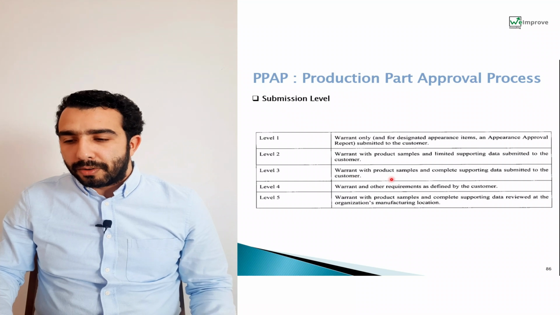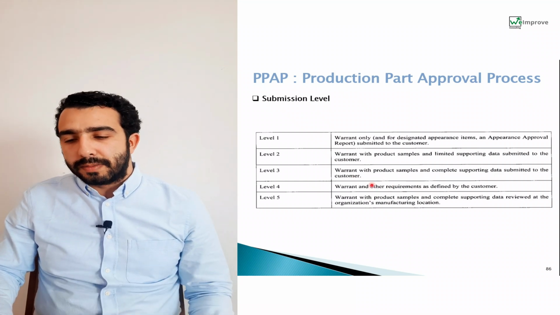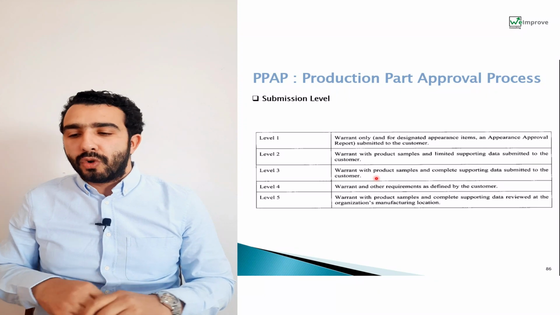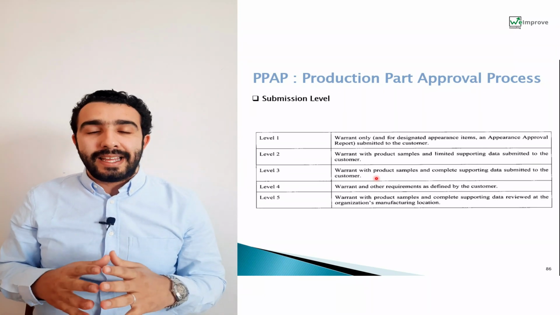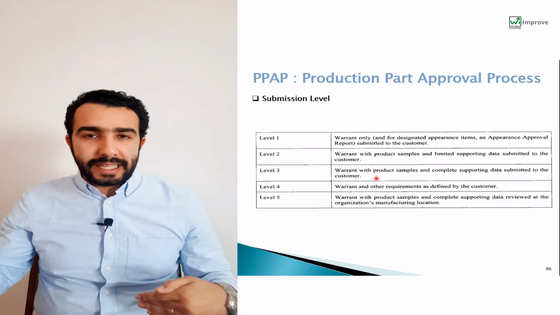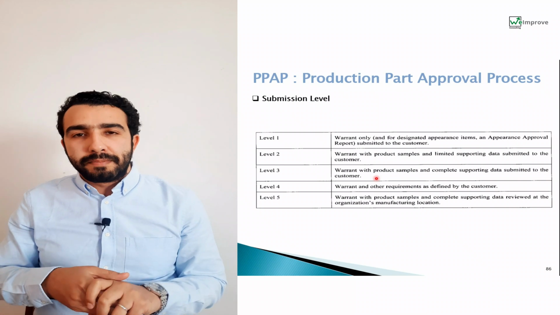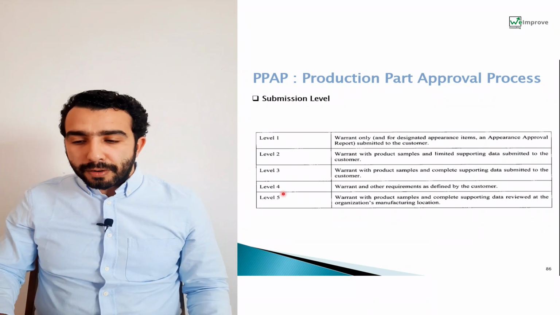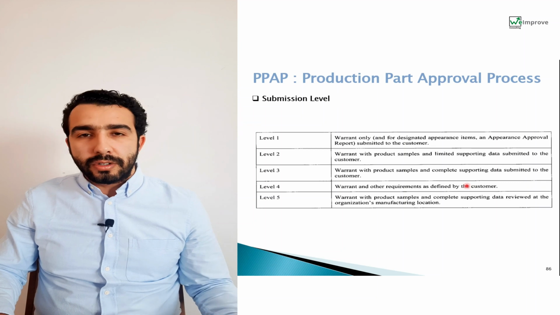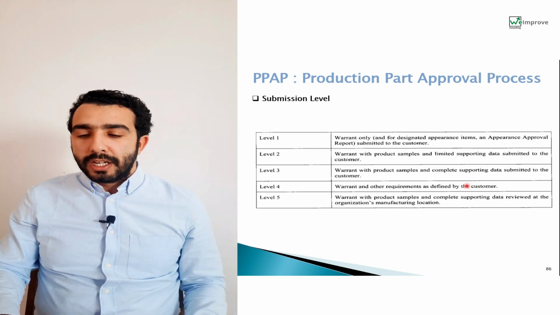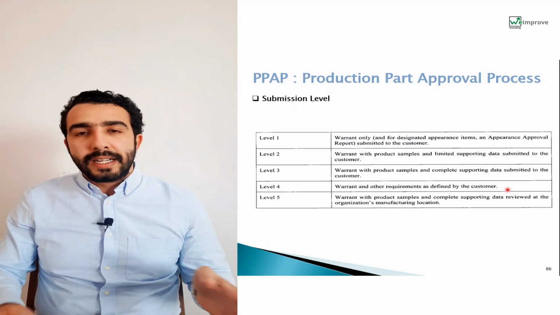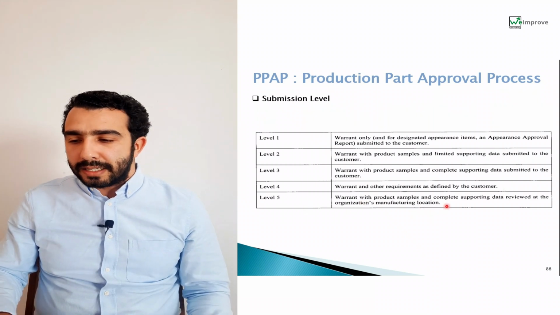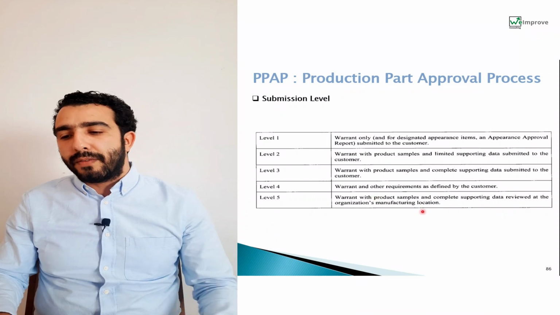Level 3 is warrant with product samples and complete supporting data submitted to the customer. So level 3 is in general the initial submission of the PPAP, when you have the full package. When I say the full package, it's not always the 18 elements; the full package means the initial submission depending on what the customer requires and on the product characteristics. Level 4 is warrant and other requirements as defined by the customer. Here, whenever we have some updates or an engineering change, maybe the customer will ask you for the PSW plus all the elements that are impacted by this change. And level 5 is warrant with product samples and complete supporting data reviewed at the organization's manufacturing location.